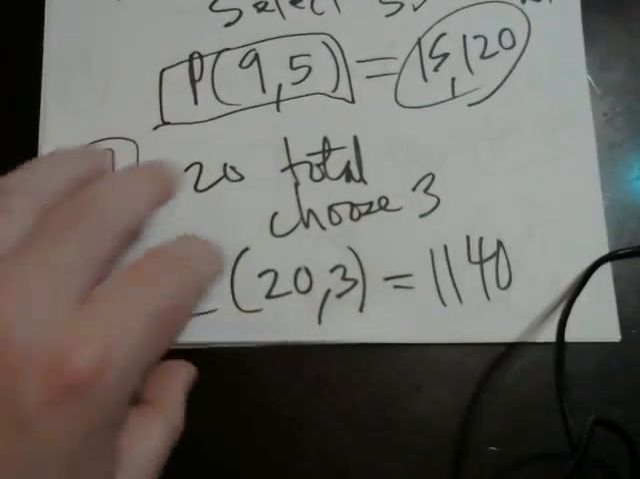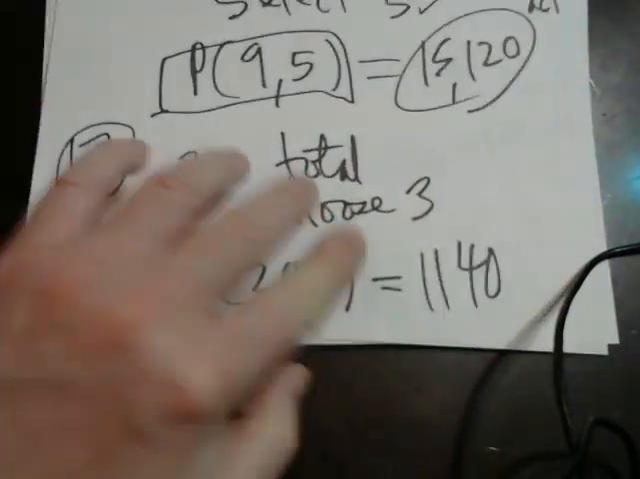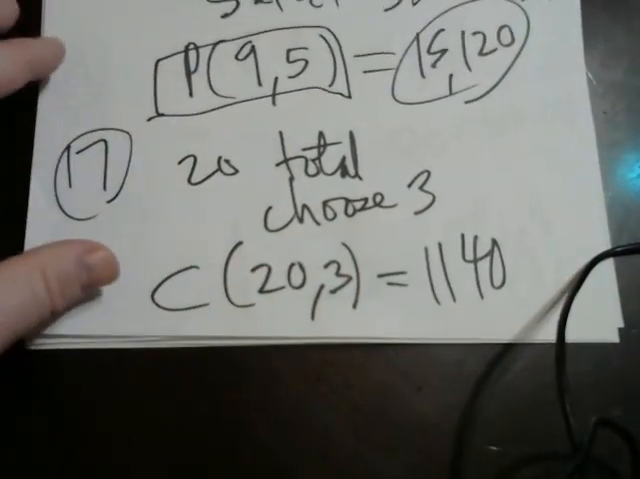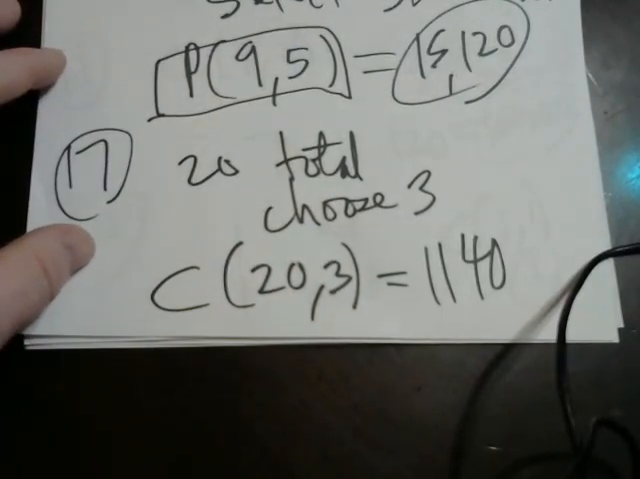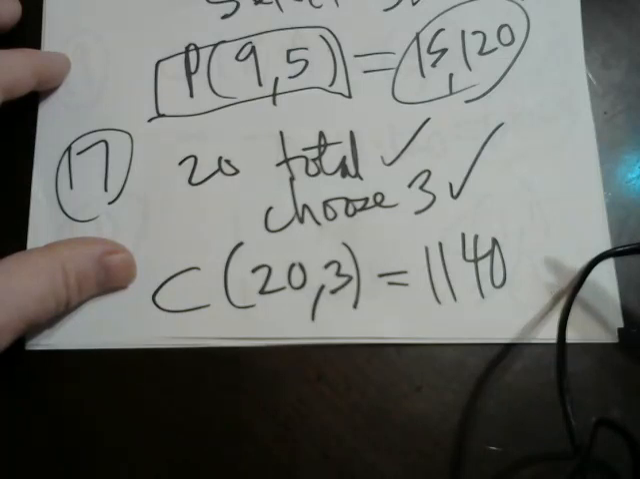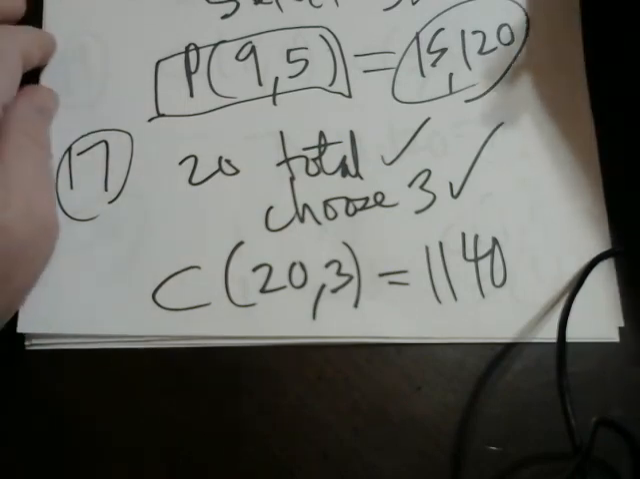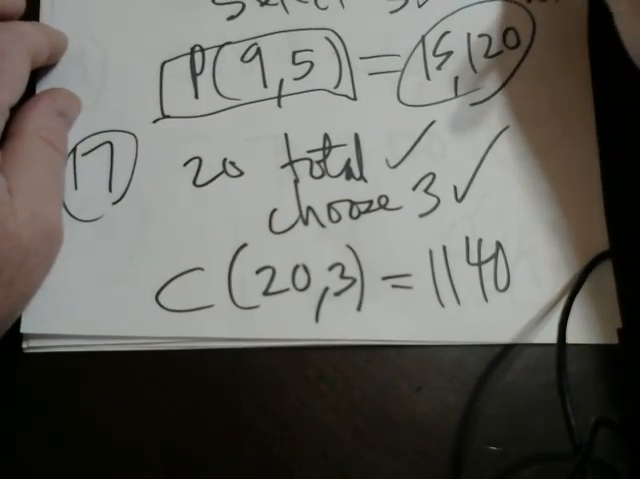17. I can't remember the exact application, but I remember there were 20 objects total, and we were choosing 3 of them. And I don't think order mattered. So I'm not sure if this was a committee problem or what, but it was just another kind of basic combinations problem. So I guess I won't spend very much time on it.